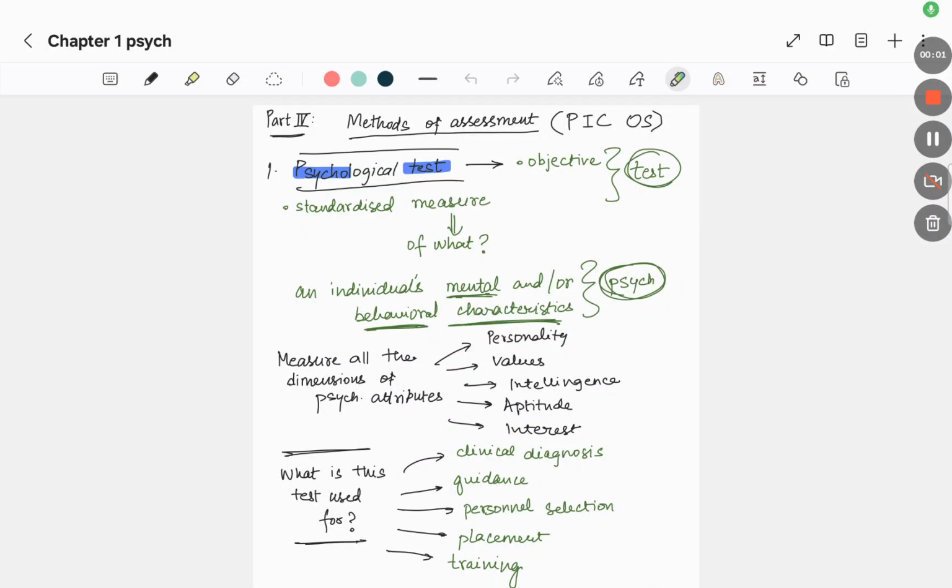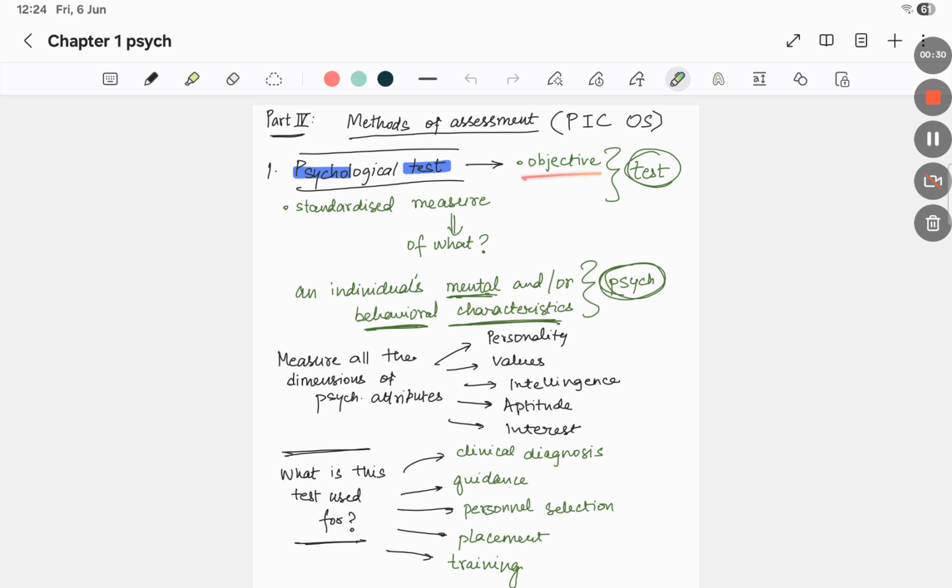Now that we've studied the various types of attributes that psychologists assess, we now focus on the methods of assessment, which will be part 4 of this chapter. And the mnemonic that I've given for remembering these methods of assessment is called PICOS. PICOS. Right. So what is a psychological test?